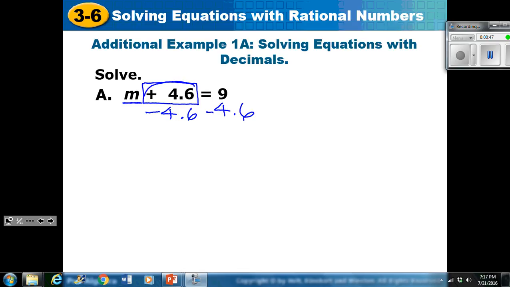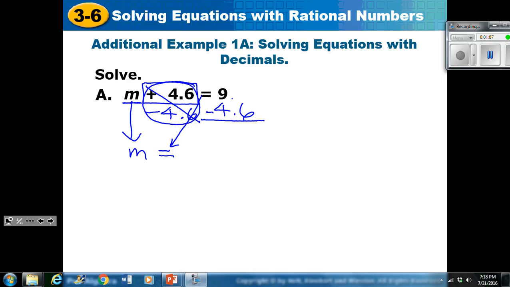Plus 4.6 and minus 4.6 makes 0, makes plus 0. So it's nothing, it goes away, and that was the entire point. Then we just bring down m, that's all we have left on this side of the equation. We'll bring down our equal sign, and then we need to evaluate 9 minus 4.6.